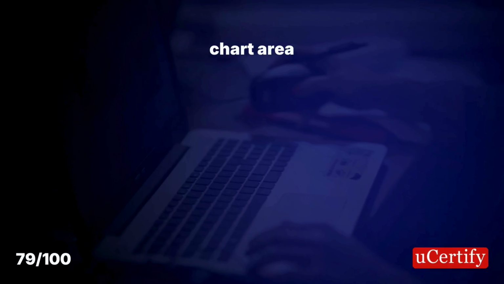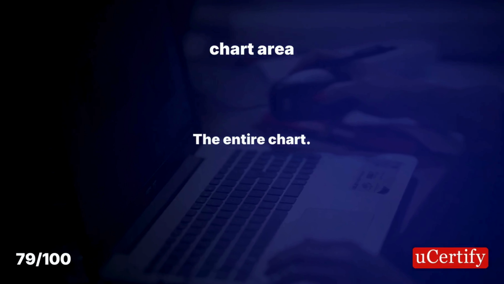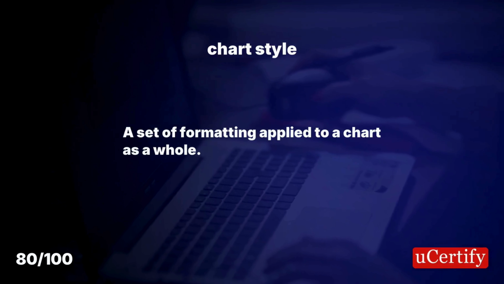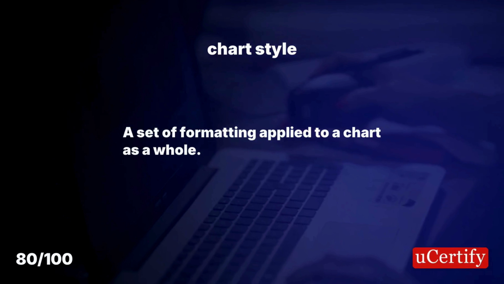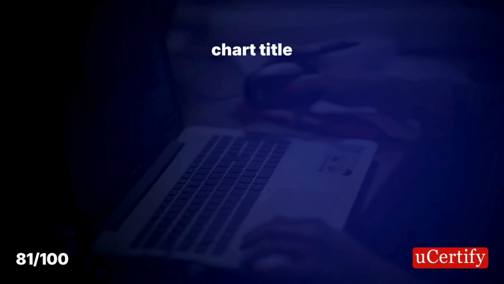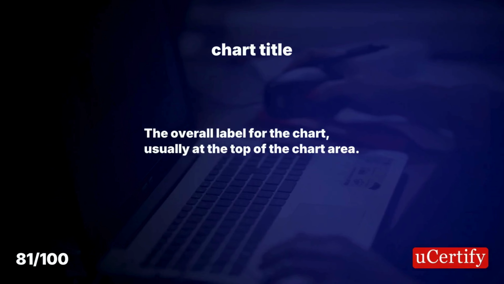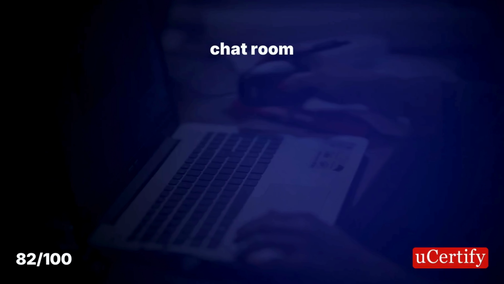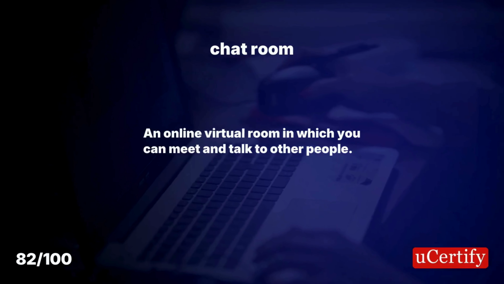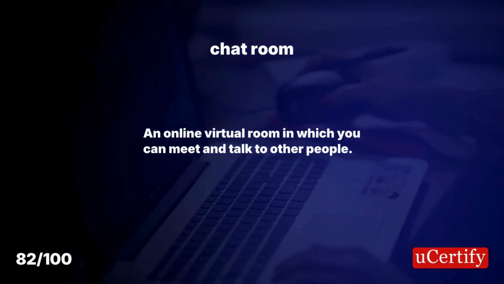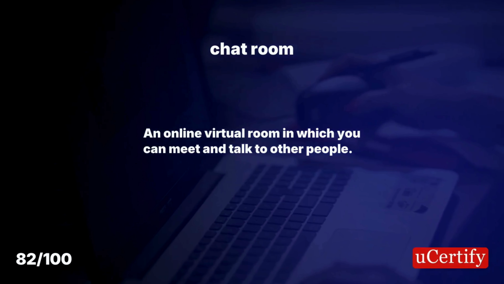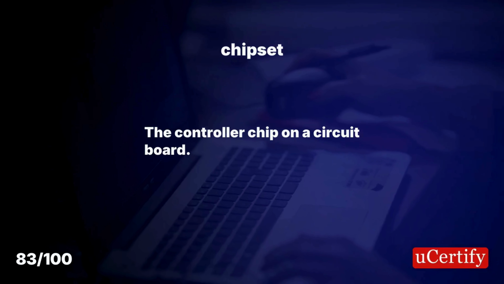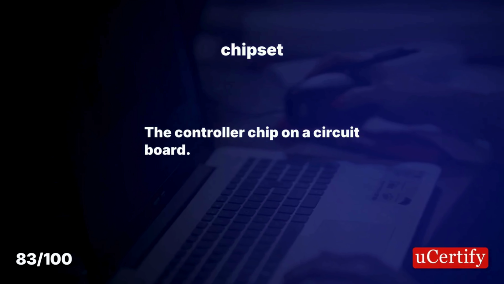Term: chart area. Definition: the entire chart. Term: chart style. Definition: a set of formatting applied to a chart as a whole. Term: chart title. Definition: the overall label for the chart, usually at the top of the chart area. Term: chat room. Definition: an online virtual room in which you can meet and talk to other people. Term: chipset. Definition: the controller chip on a circuit board.